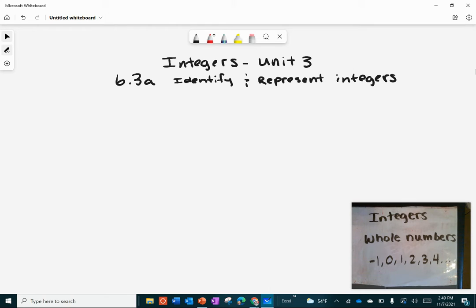Hello and welcome to our lesson on integers, specifically identifying and representing integers. So first off, we will need to know what an integer is.